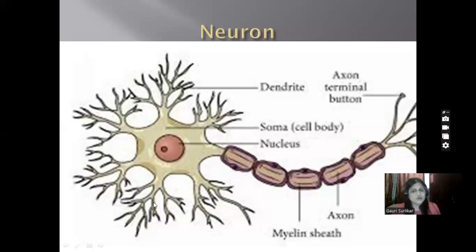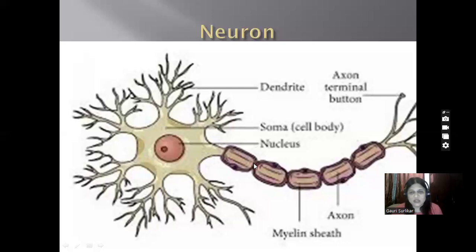The function of dendrites is to get in the impulse. This portion I am pointing to, from where the axon starts, this portion is called the axon hillock. What is it? The axon hillock. This long unbranched process is the axon.